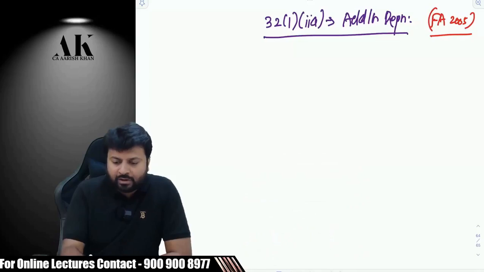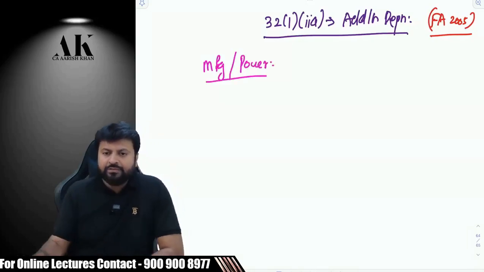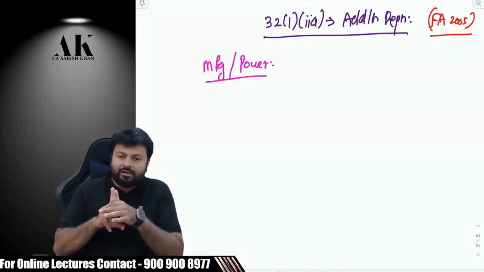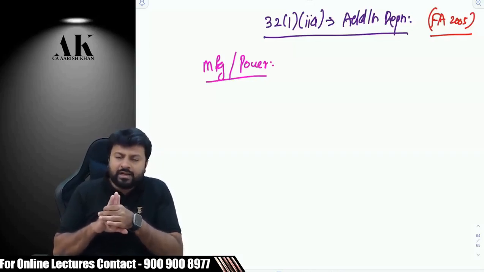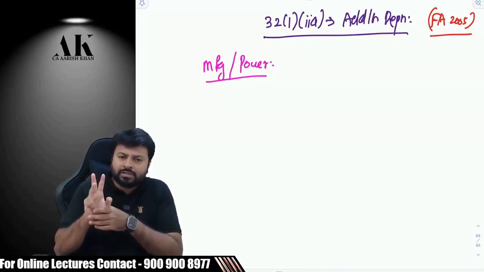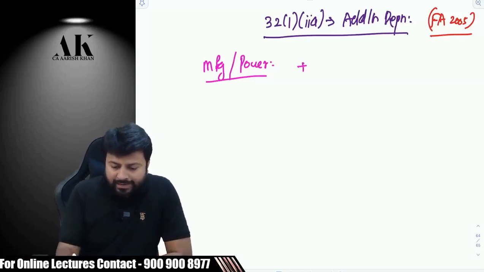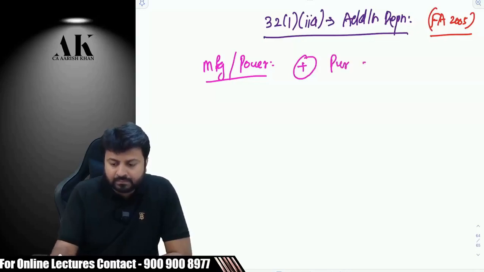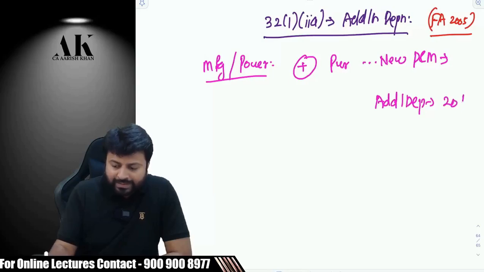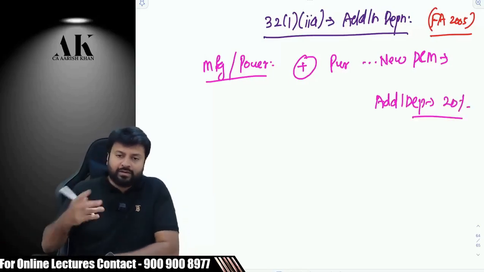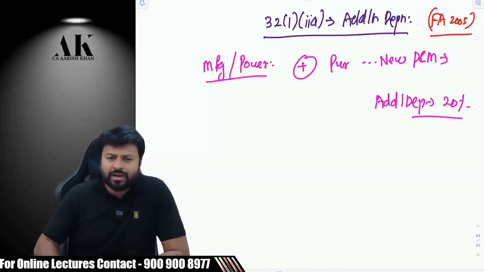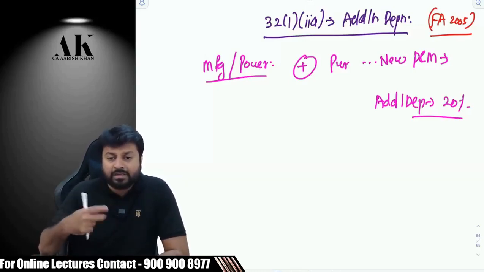Now, why was it brought? Listen carefully. It was brought to give a boom, to give an encouragement to the manufacturing sector and to the power sector. So, if you are engaged in manufacturing of any article or thing, or if you are engaged in generation, distribution or transmission of power, and if you purchase new plant and machinery, then the department will give you an additional depreciation of what? 20% over and above the normal depreciation which you get. Normal depreciation you will get only, but over and above that you will get 20% additional depreciation also.